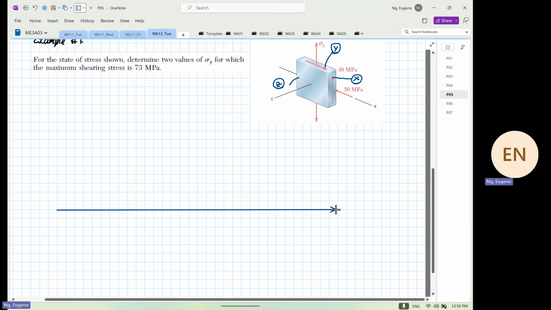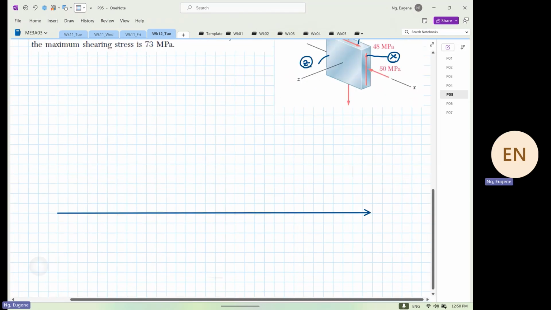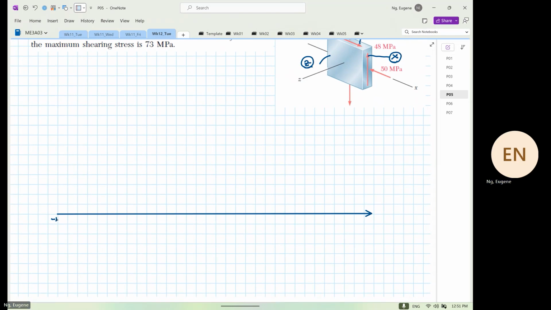So this is my x-axis. I'm going to focus on the negative here because there is more negative than positive. So I'm going to go for -180, -160, -140, -120, -100, -80, -60, -40, -20, 0, 20, 40, 60, 80.